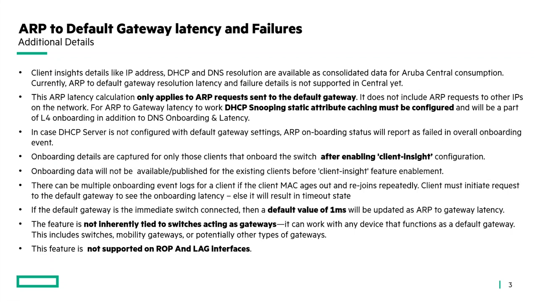If the default gateway is the immediate switch connected to the client itself, then a default value of 1 millisecond will be updated as the ARP to gateway latency. And this feature is not inherently tied to switches acting as gateways. It can work with any device that functions as a default gateway. This can include switches, mobility gateways, or potentially any other type of gateways. And finally, this feature is not supported on ROP and LAG interfaces.